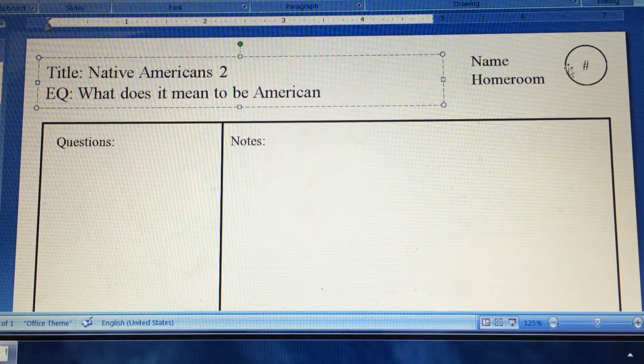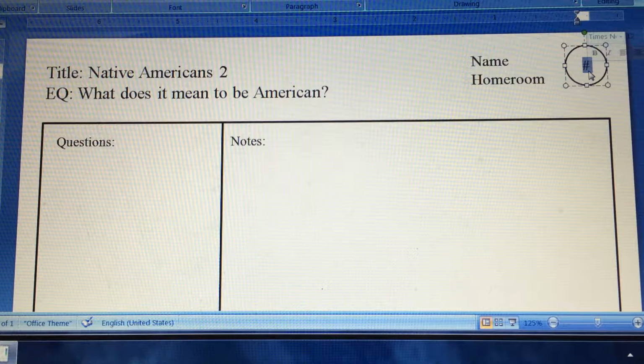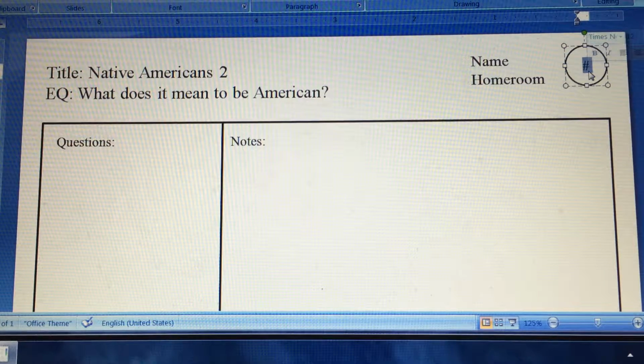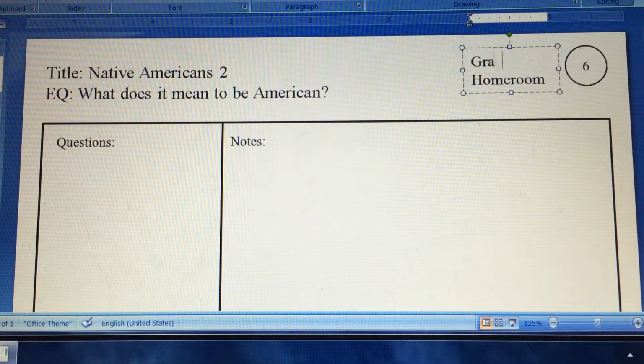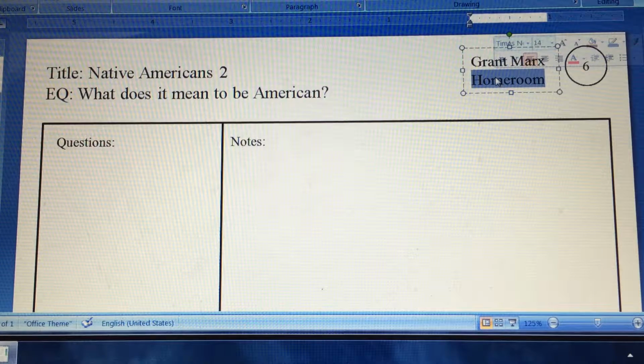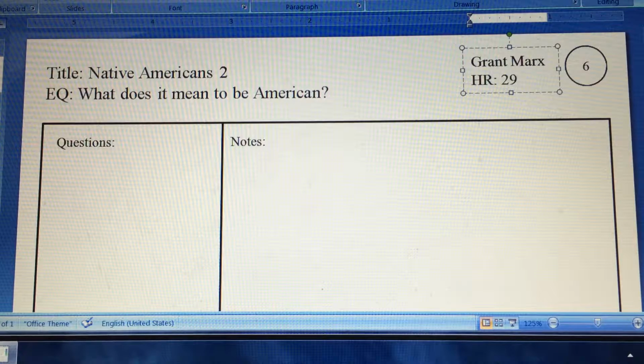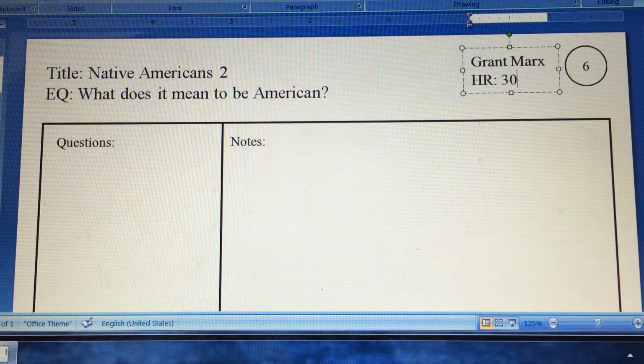And what I want to make sure is you're getting all this basic information down, just in case you lose your paper, we can always replace it. So this is going to be page 6 in your notebook. Make sure you put that in a circle. Put your name. Your homeroom, you can just abbreviate, put HR. And if you're in my homeroom, it'll be 29. Or if you're in Miss Carabrock's homeroom, that will be homeroom 30.